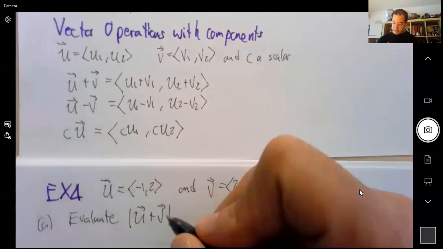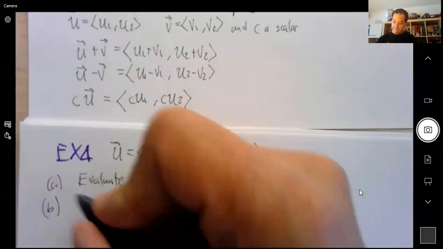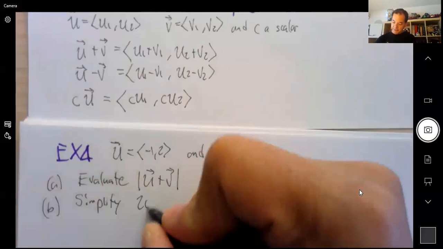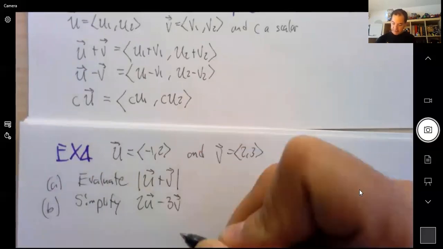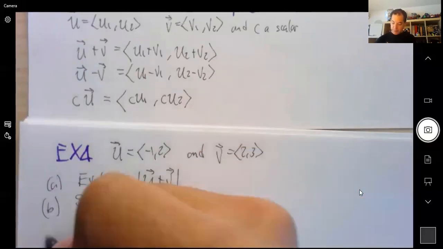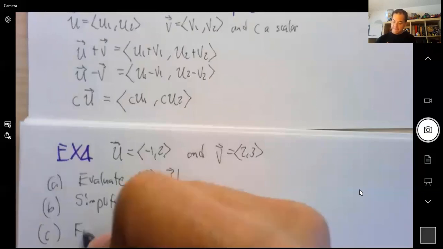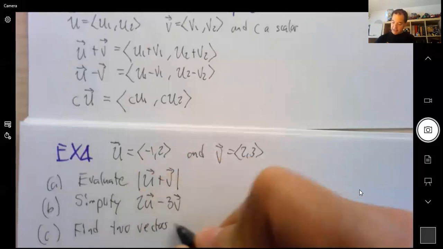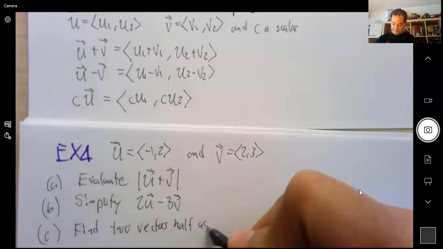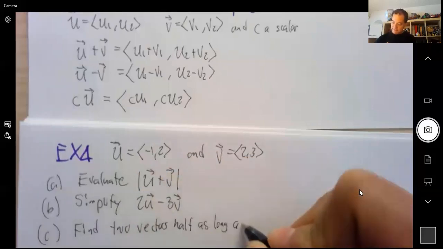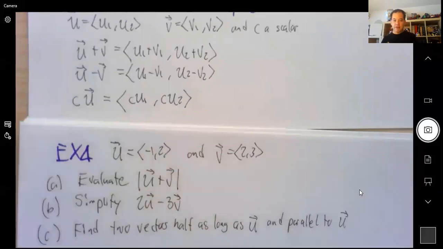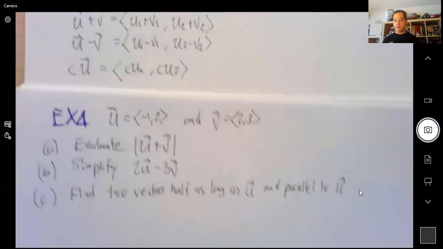Second, we want to simplify 2u minus 3v. And last, we want to find two vectors half as long as u and parallel to u. All right? Okay.